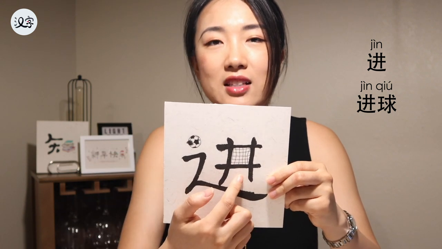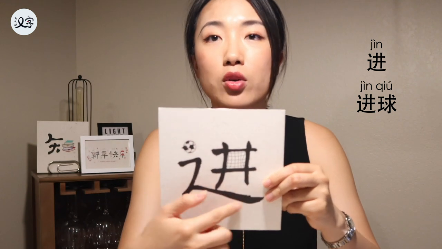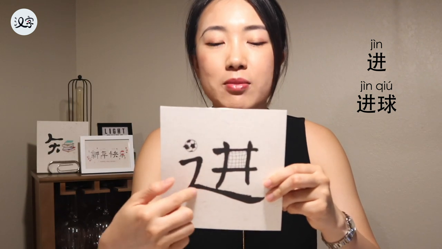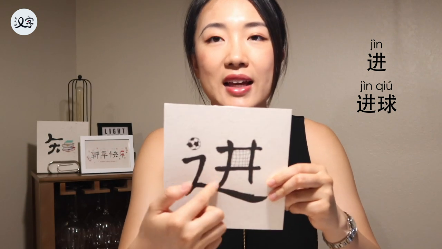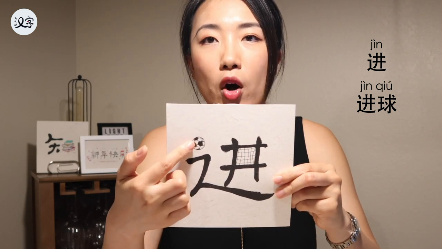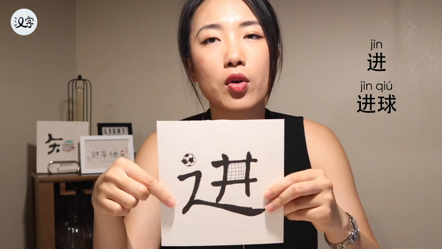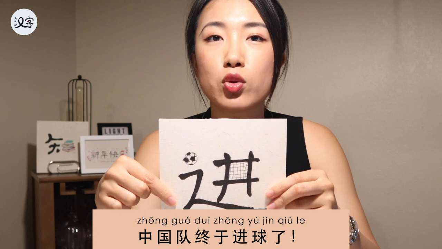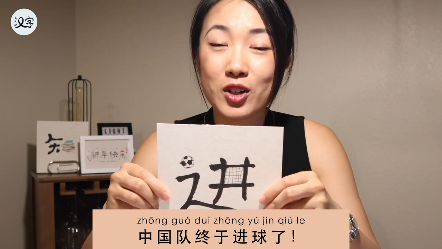井, it's manhole. Here it plays the phonetic role. So the whole character 进 is pronounced similar to 井, but here you can imagine it as a gate and this ball to enter the gate. So 进, to enter. For example, 中国队终于进球了. Finally, the Chinese team scored.